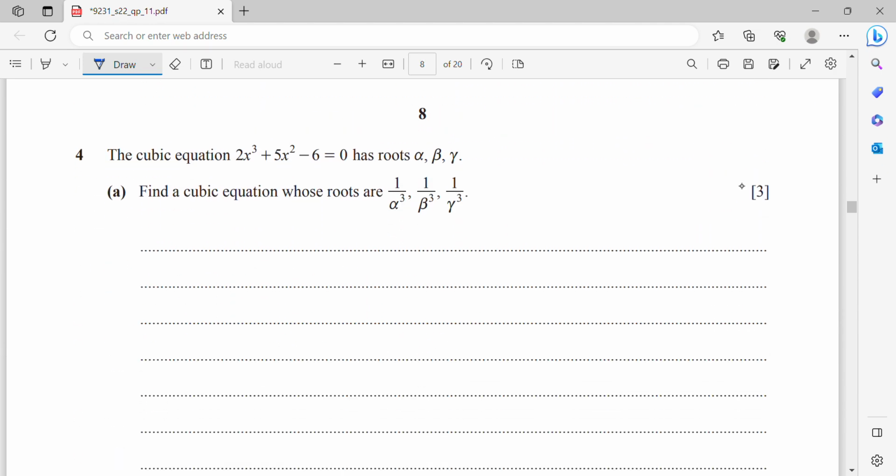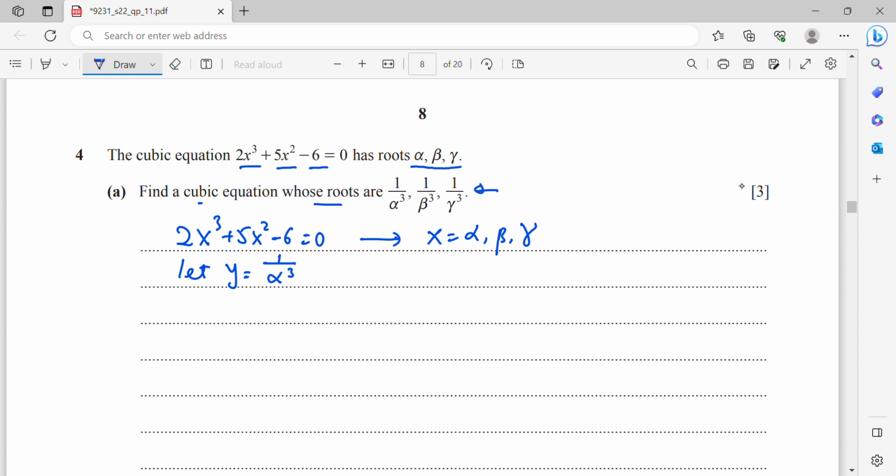Okay, now question 4. The cubic equation 2x cubed plus 5x squared minus 6 equals 0 has roots alpha, beta, gamma. Find a cubic equation whose roots are 1 over alpha cube, 1 over beta cube, and 1 over gamma cube. Okay, so I will rewrite the given equation first. Since your equation is in terms of x, then I will say that x equals alpha, beta, gamma. And now I will let the new roots be y. So let y equal 1 over alpha cube, 1 over beta cube, and 1 over gamma cube. So the relationship between x and y now is y equals 1 over x cube.